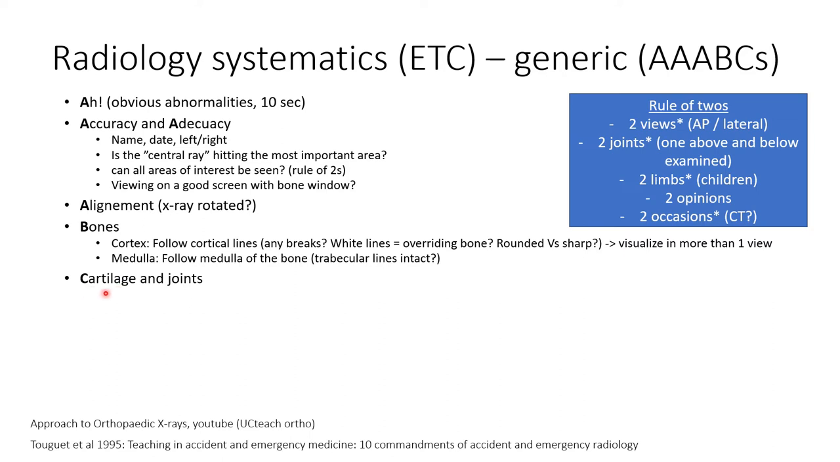And cartilage is not radiopaque, or at least not as radiopaque as other stuff. But you can see the joint space, and you can see how big the joint space is. Is it narrowed or widened? This is really important, for instance, in the ankle view, in the Mason view.